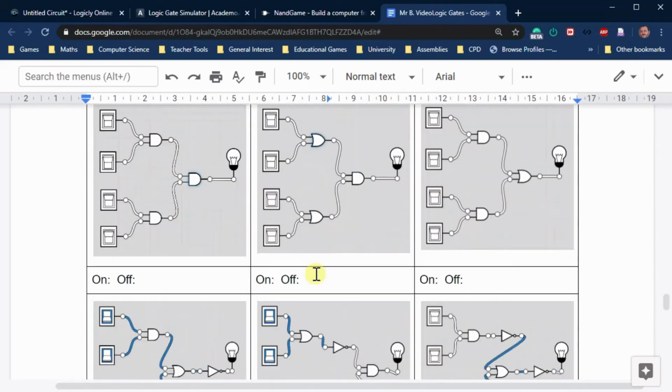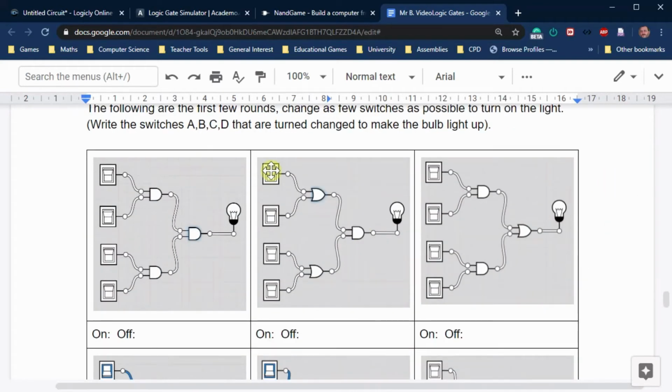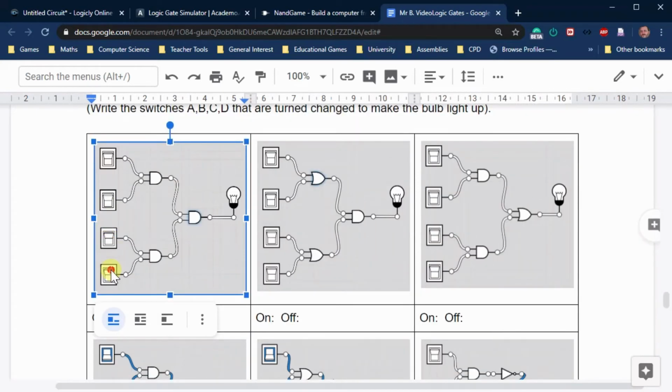And there's 6 levels here from a game called Circuit Scramble. Now, I've only found it on Android, and at the moment I can't even install it on my phone for some reason. So I'm trying to work out what's happening. But these are the first 6 levels, and the challenge is A, B, C, D. So we've got 4 inputs. You've got to turn them on in the right way so that this circuit makes the light bulb turn on.